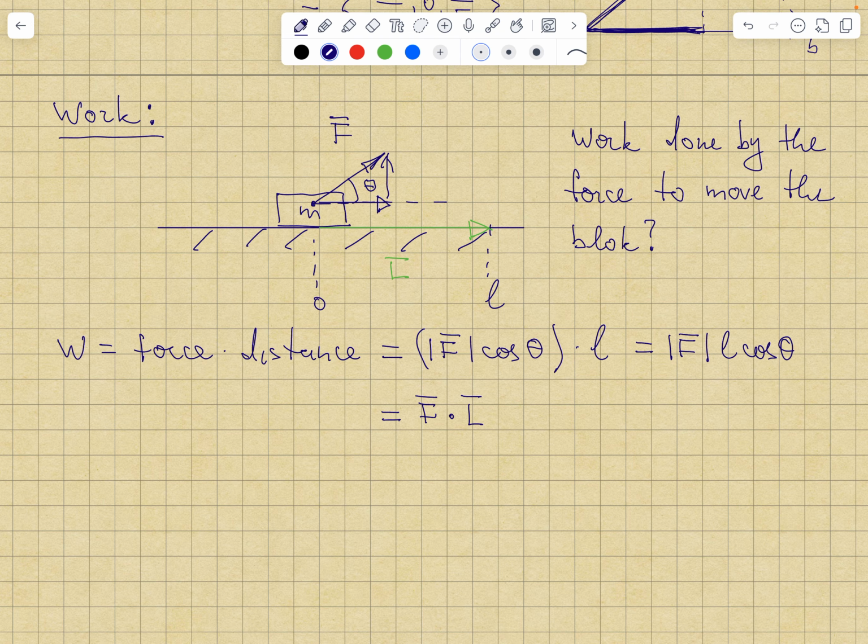So if you want to find work done by a force, then what you need is to take a dot product by constant force. You need to take a dot product of the force and the displacement.